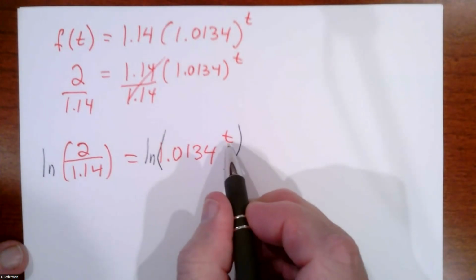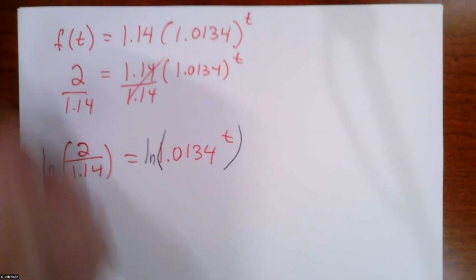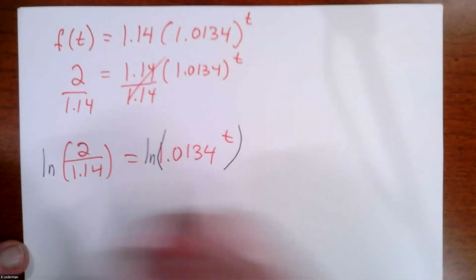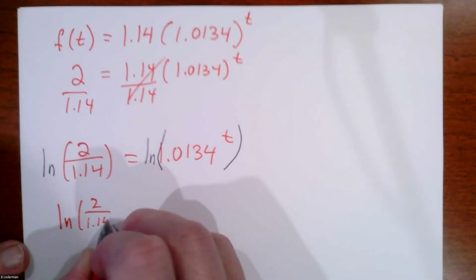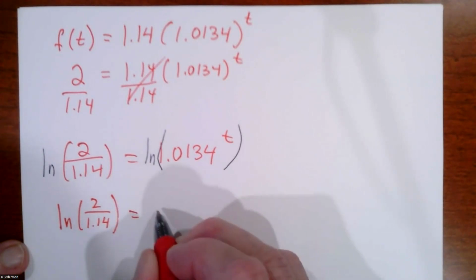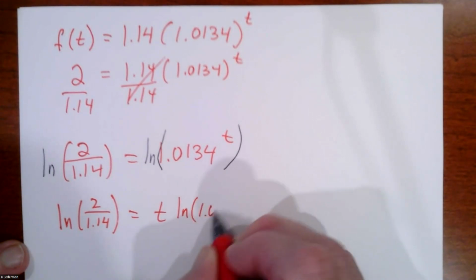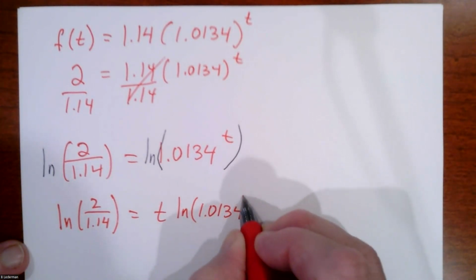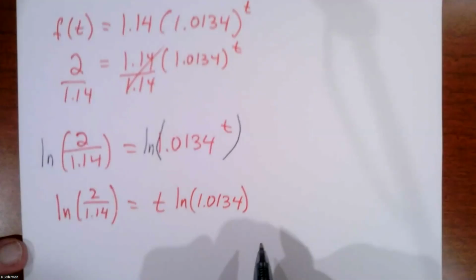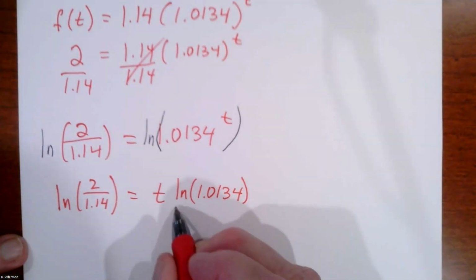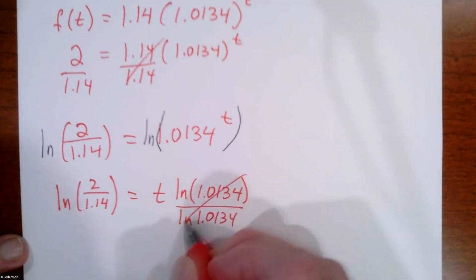Now remember we said that when you have the ln of a number to an exponent, you can bring the exponent out the front as a coefficient. So I get ln of 2 over 1.14 is equal to t times the ln of 1.0134. Now, the ln of 1.0134 looks very scary and ugly, but it's just a constant, and I could just divide by it. Ln of 1.0134, so that cancels.